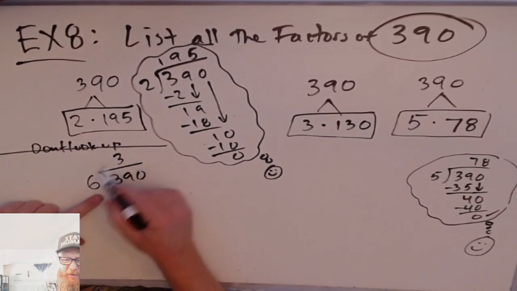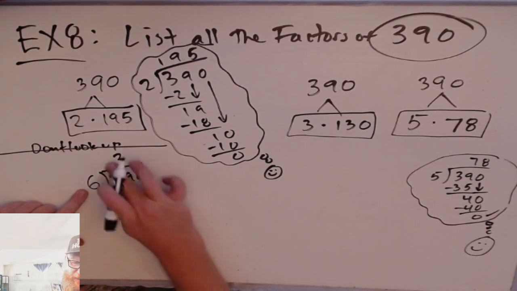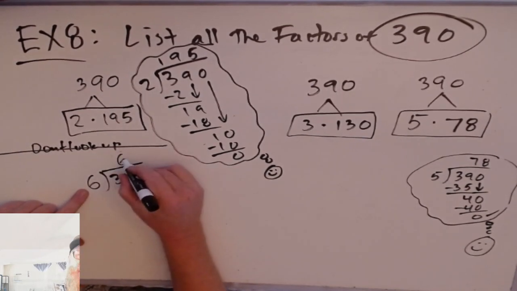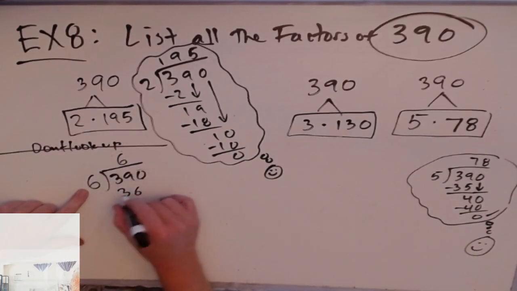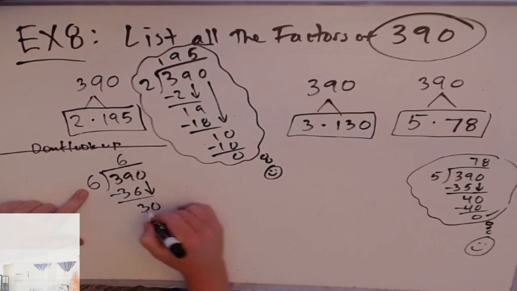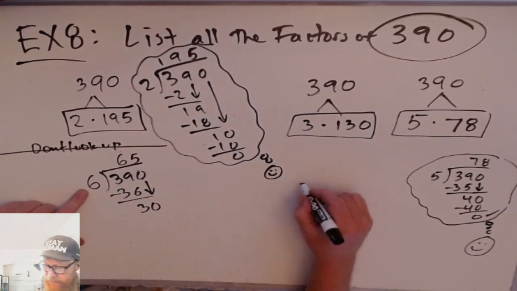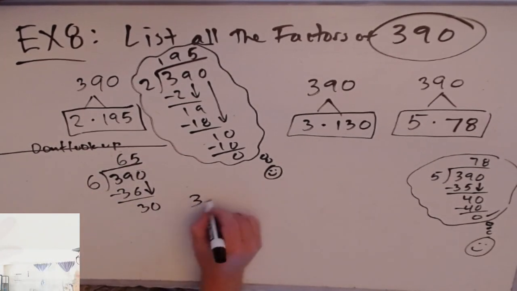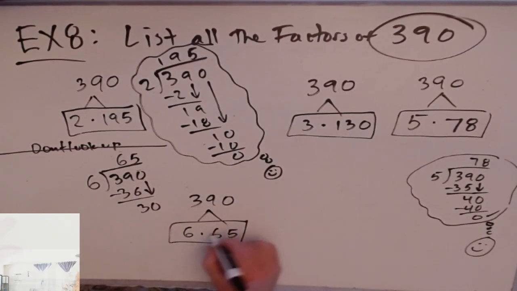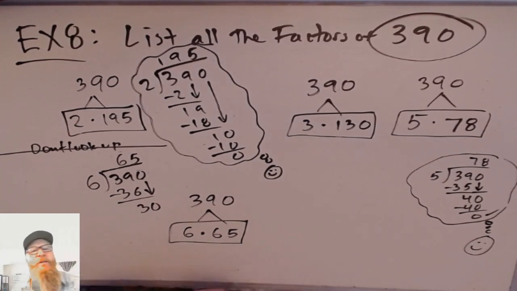All right, so let's go here. It goes in way more than 3 times, though, now. 6 goes into 39 6 times. 6 times 6 is 36. Subtract, bring down the 0. 6 goes into 30 5 times. So I've got 6 times 65.